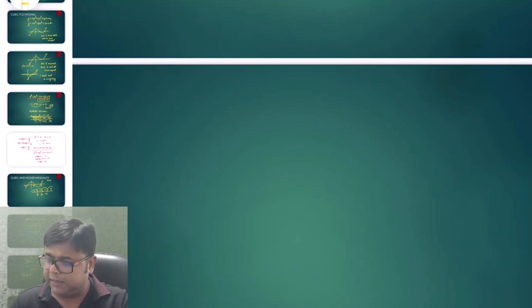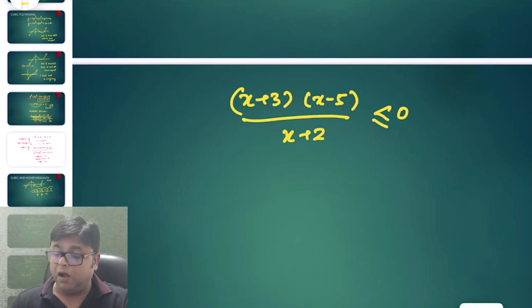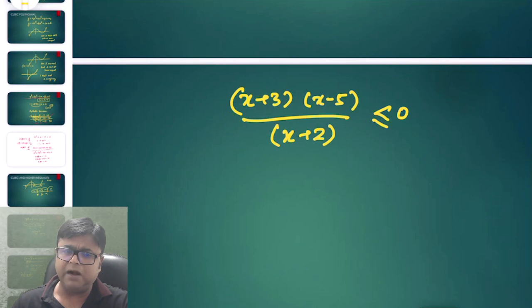Now, we have inequalities like, suppose I say (x plus 3)(x minus 5) upon (x plus 2) is less than or equal to 0. Now, this is a fractional form. Whenever we have inequalities in fraction form, we cannot cross multiply, because the rule of inequality says if I cross multiply a negative number, then the sign of inequality will change. So I have to make two cases, once when x plus 2 is positive and once when x plus 2 is negative, which will consume a lot of time.